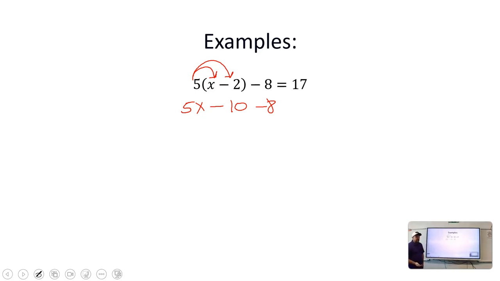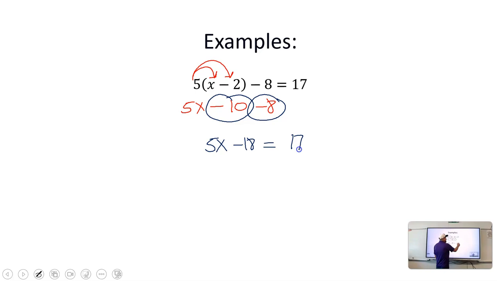Have I simplified completely? I still have not simplified the left side completely because I have some like terms. I have this subtract 10 and this subtract 8. So I have to put those together first. So I end up with 5x minus 18 equals, the right side is already simplified. It's just a 17. Now we're going to go ahead and solve our two-step equation. So we're going to add 18 to both sides. And we get 5x equals 17 plus 18, which is 35.